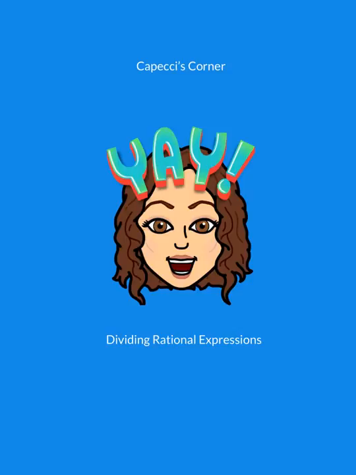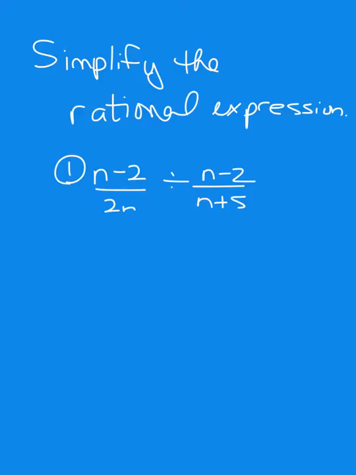Today in Campechi's Corner, we're going to look at dividing rational expressions. When we are dividing rational expressions, it's just like dividing any other fraction. My first fraction stays the same, n minus 2 over 2n. Now again, if there's a greatest common factor, if I could factor it, I would do that. My division sign becomes a multiplication sign, and then I take a reciprocal of my second fraction.